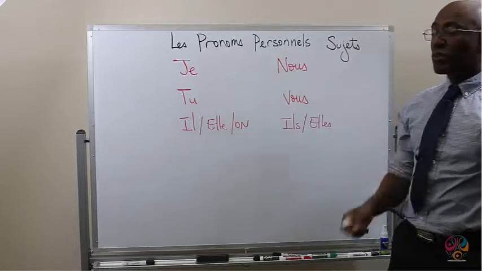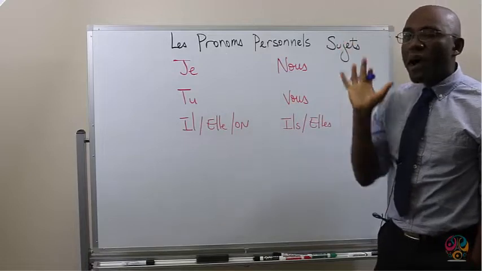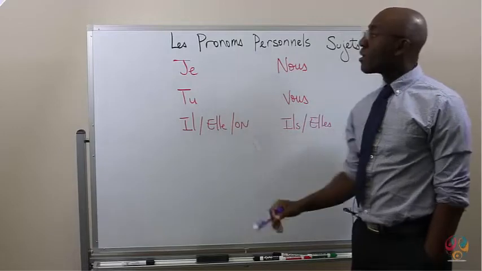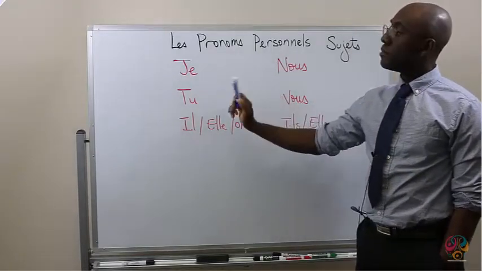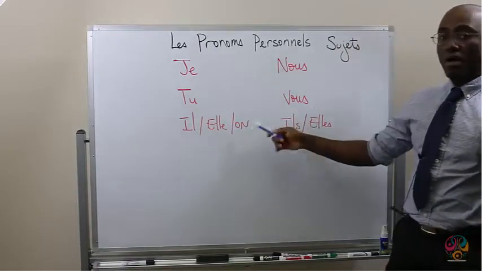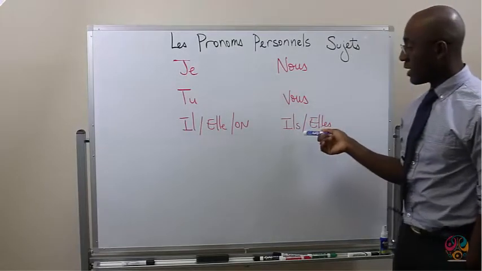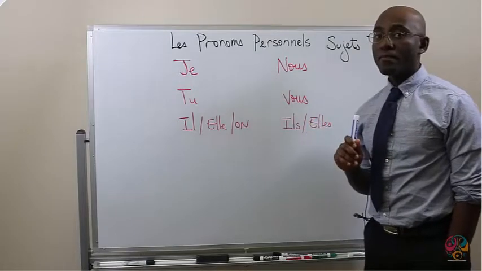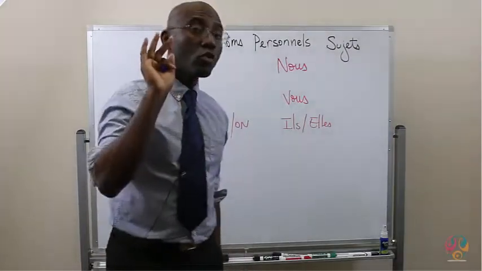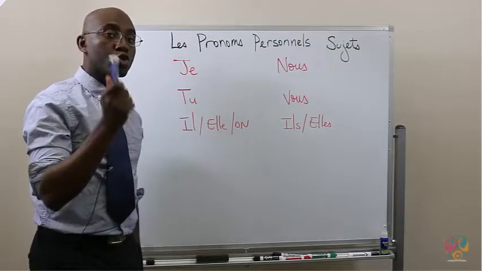For this specific lesson, we'll focus on je. But let me give you an idea of how we pronounce all these before focusing on je. So this is je, tu, il, elle, on, nous, vous, il, elle. Okay? So now you have an idea of how to pronounce these. Even if you don't know what they mean for now, don't worry about it. For today, we'll focus specifically on je.